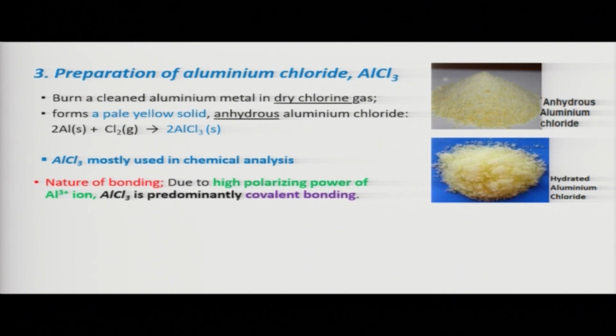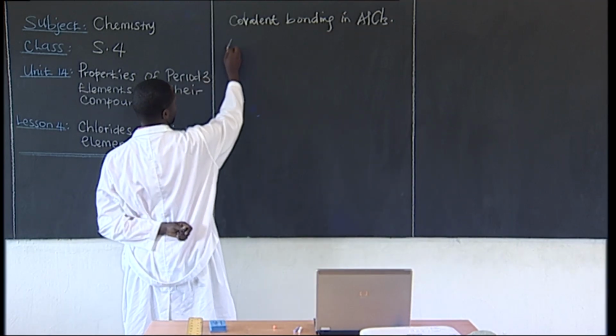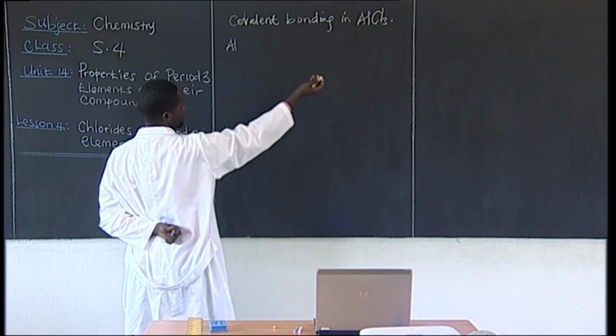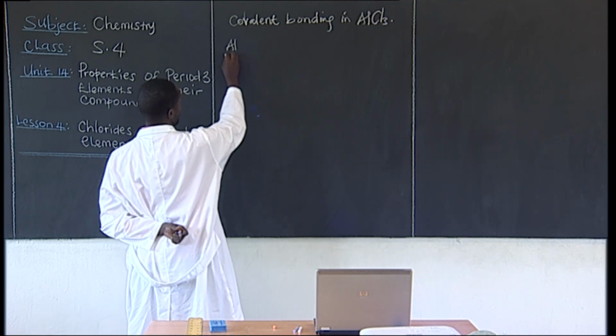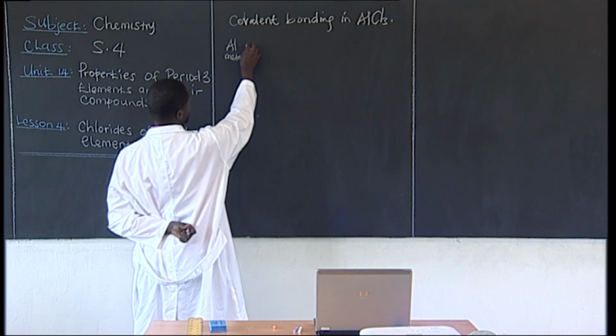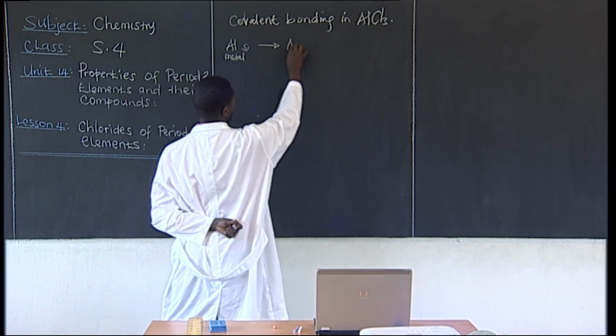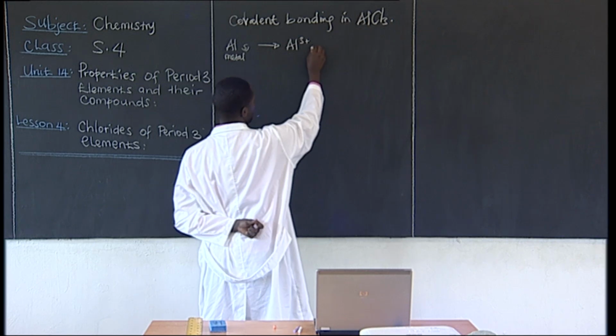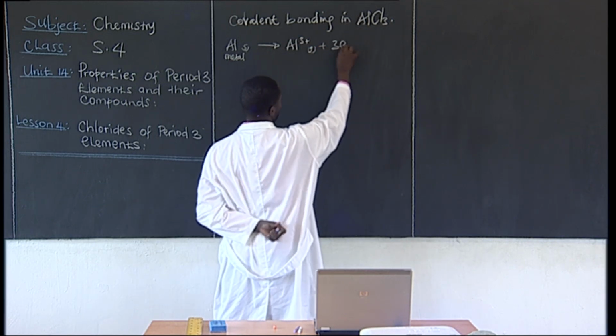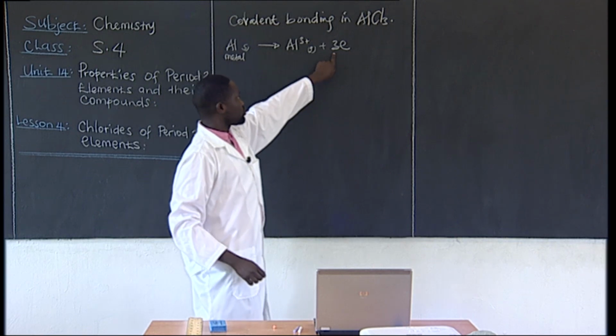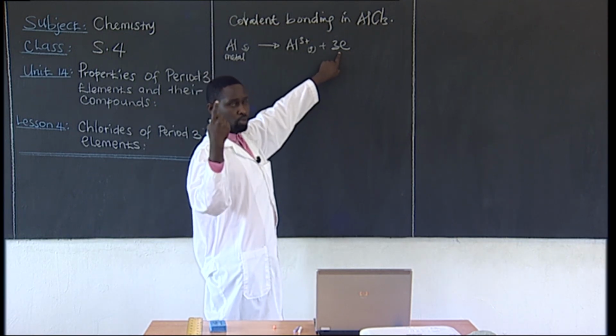This is covalent bonding in aluminum 3 chloride. How does it come about? We all know, let's focus over here, that aluminum is a metal. And being a metal, metals lose electrons to form cations. So it will lose all the outermost electrons, the 3 electrons. It is in group 3.